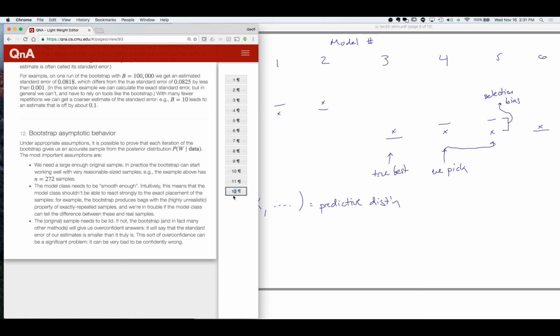The second assumption is that your model class needs to be, as they call it, smooth. What do we mean by smooth? Informally, the model should be stable. It shouldn't react strongly if you grab one of your training examples and wiggle it a little bit. The more sensitive your model is to wiggling a training example, the higher the sample size you need before the bootstrap becomes a good approximation.